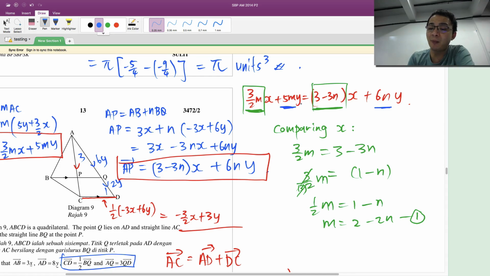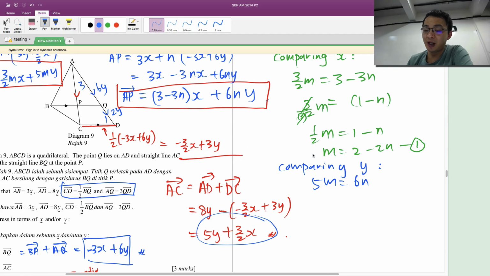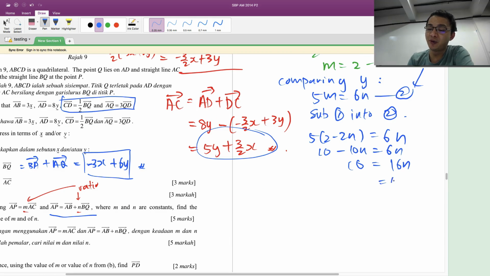Then what I do next is compare the y. So 5m equals 6n. Do you see that? If you see that, then let me move on. I have my m here, so I substitute equation 1 into 2: 2 minus 2n equals 6n. So this is 10 minus 10n equals 6n, and you get 16n equals 10. Then n equals 10 over 16, so n equals 5 over 8.